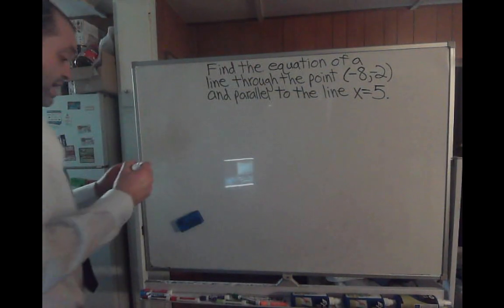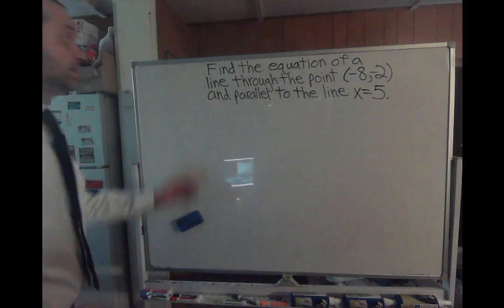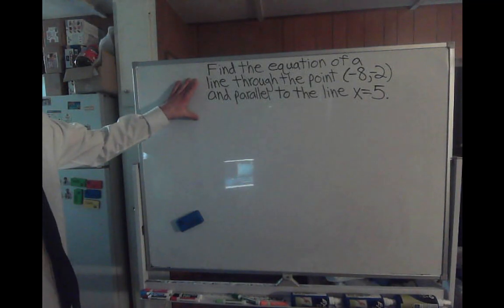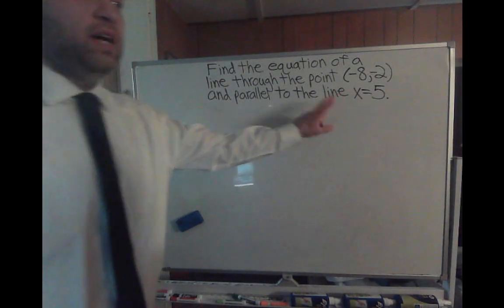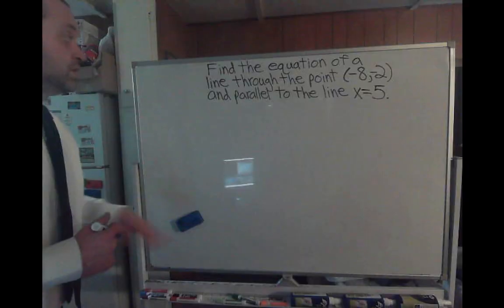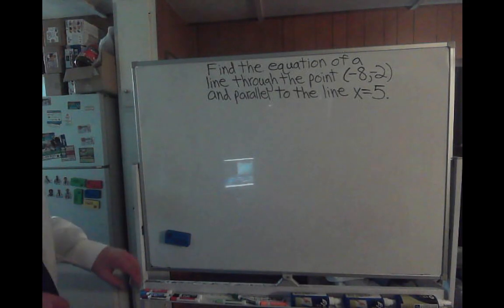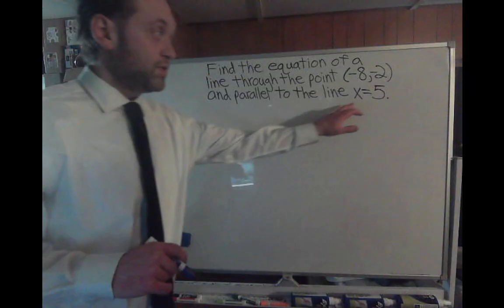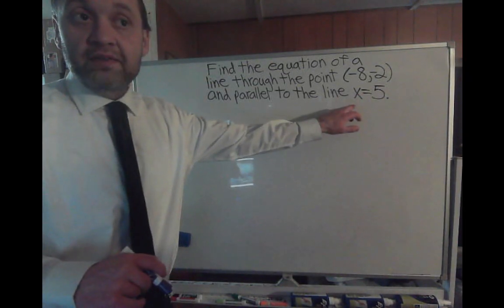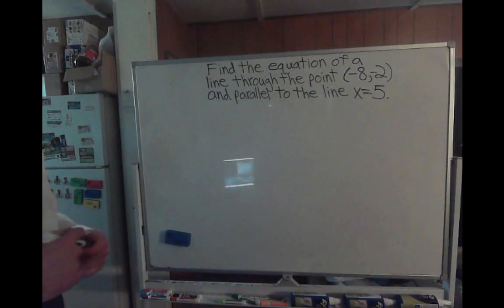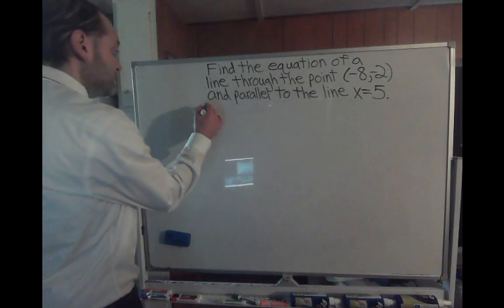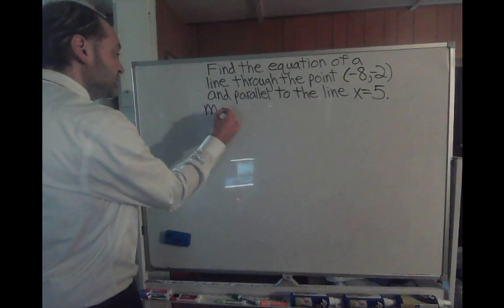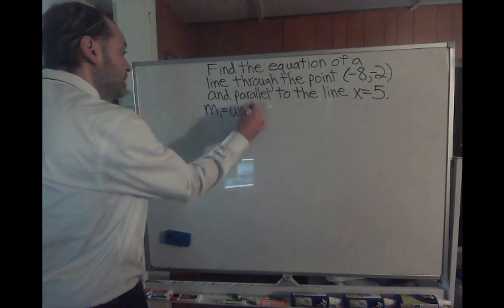Alright, so we are being asked to find the equation of a line through the point -8, -2, and parallel to the line x equals 5. So it's a similar problem. Start by finding the slope of your first line of x equals 5. If it's x equals, that means it's a vertical line with an undefined slope. So the slope of the first line is undefined.